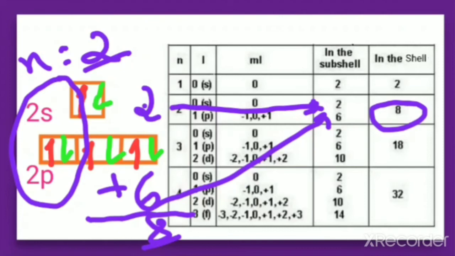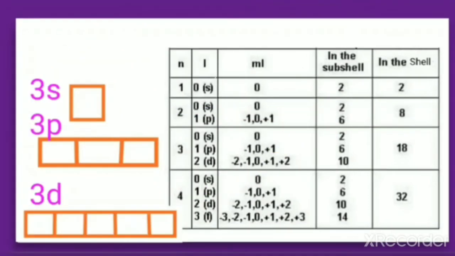So that is about this table. Next, in the case of the third shell, it means the principal quantum number n is equal to 3. Third shell, we are talking about the third shell. That means we are talking about the third row here in the table.